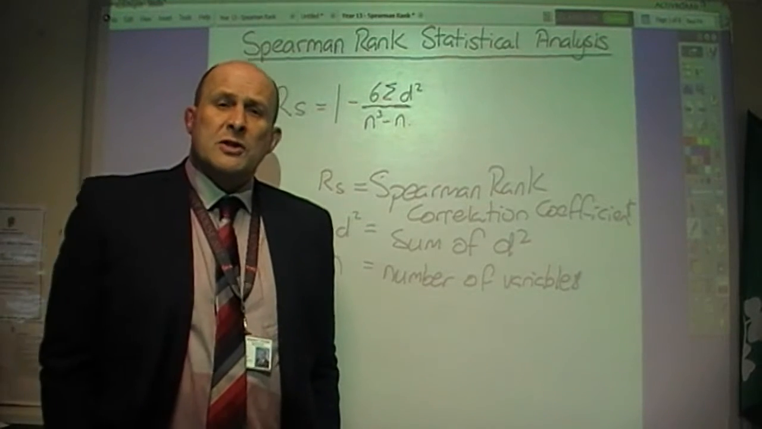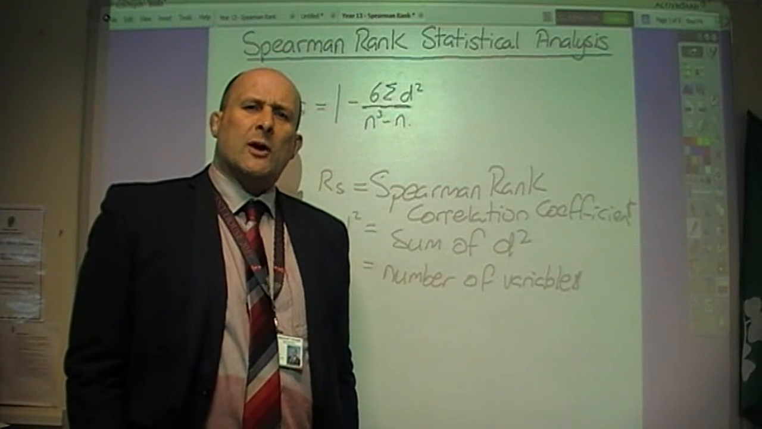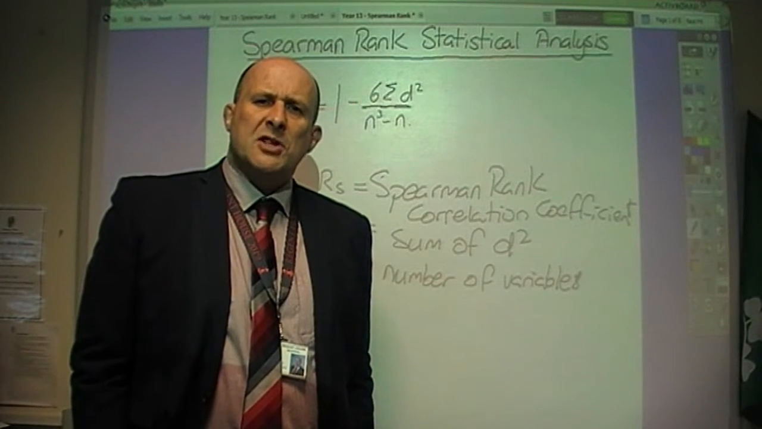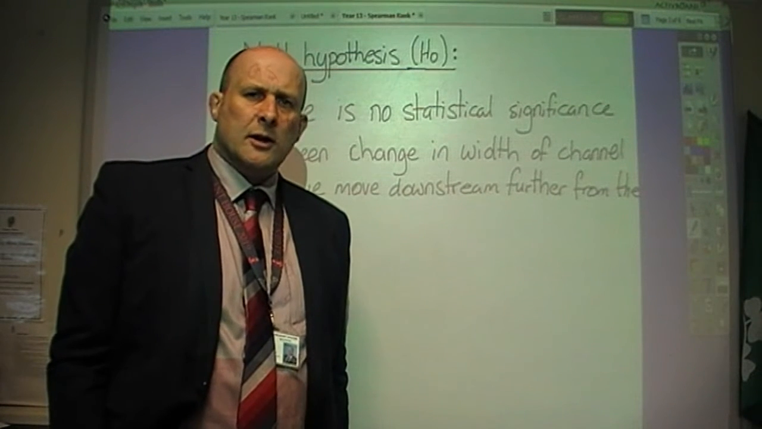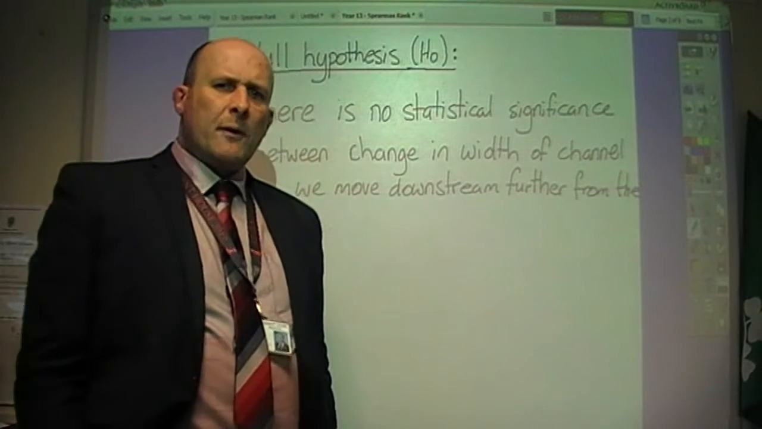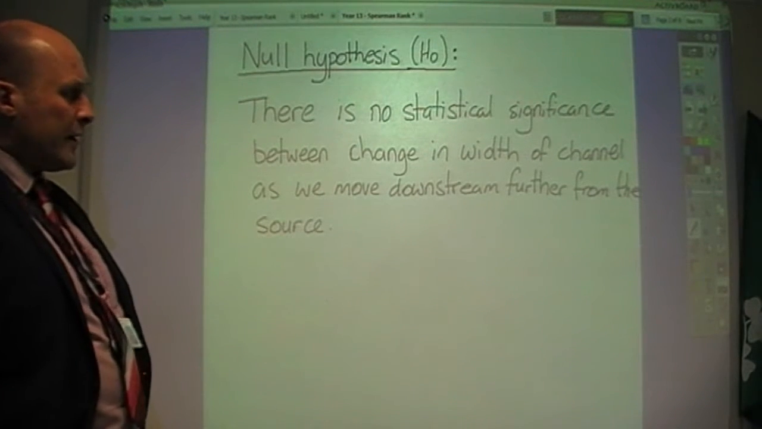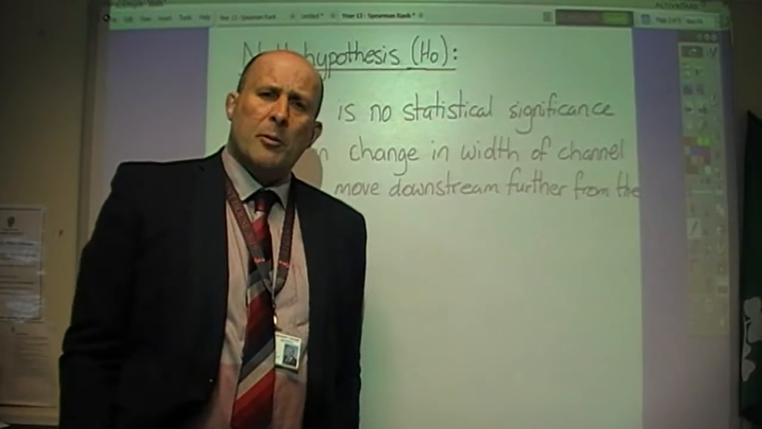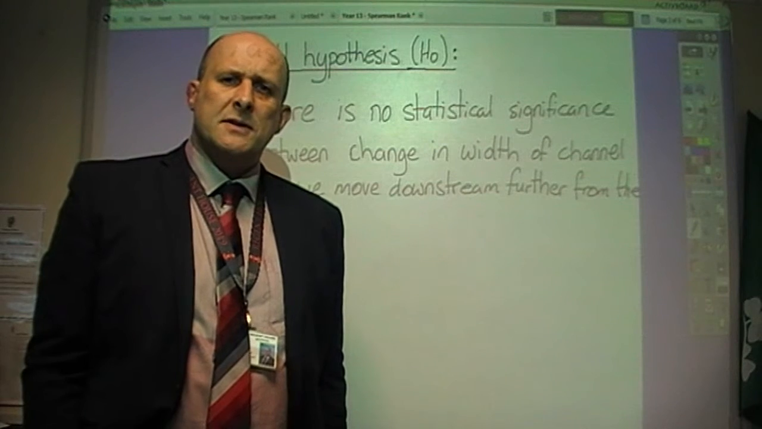Now, in our fieldwork study for AS level, we looked at a river. The two variables we are going to look at today are the distance from the source and the width of the channel. The first thing that we need for a Spearman rank analysis is a null hypothesis. Here we have one on the board. The null hypothesis is a nonsense hypothesis. We have said that there is no statistical significance between change in width of channel as we move downstream further from the source. It is our job during this analysis to either accept or reject this null hypothesis.